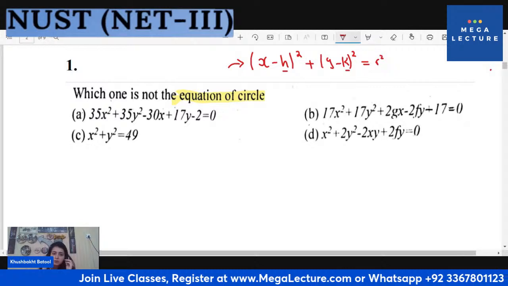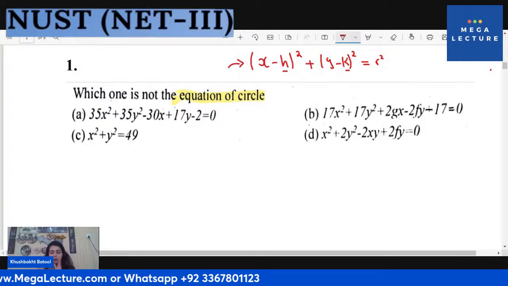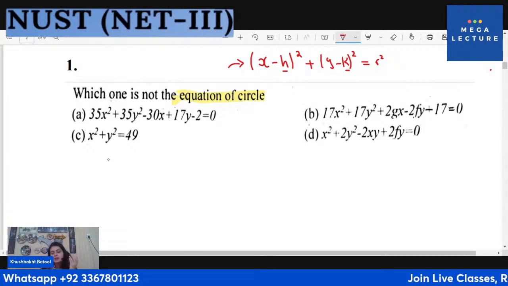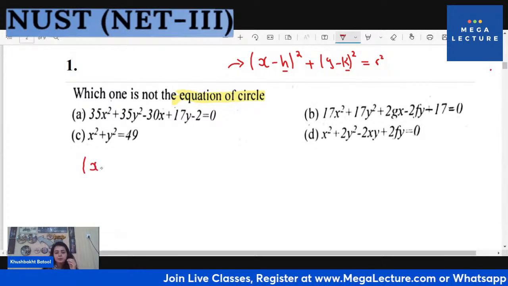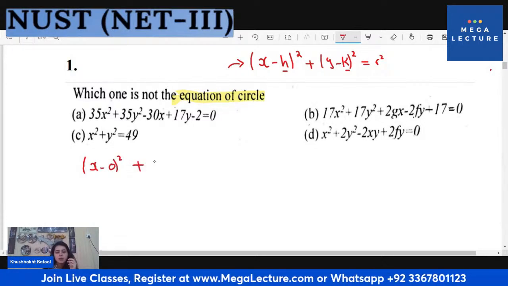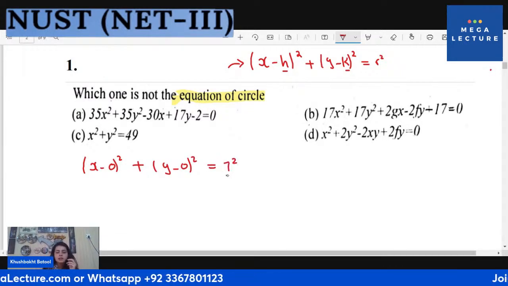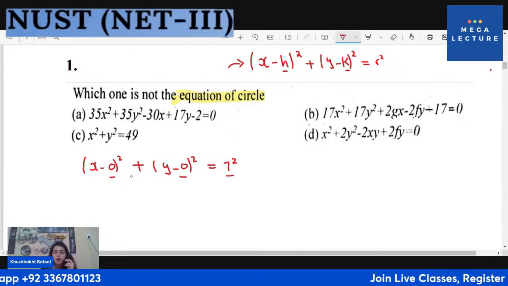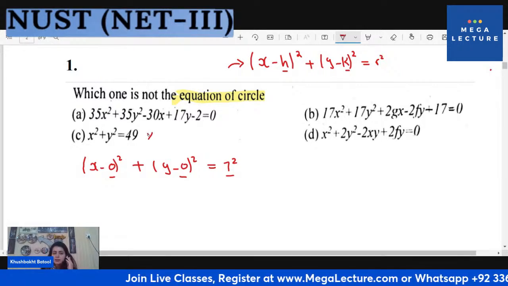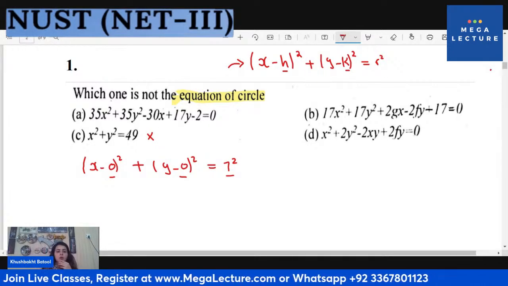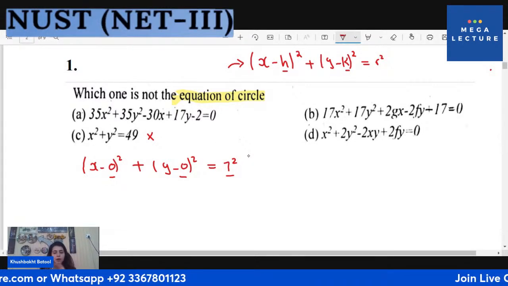Now we are looking for not the equation of a circle. Let's talk about C first. C is certainly the equation of a circle. Why? Because I can write it as (x - 0)² + (y - 0)² = 7². This is the radius, and these are the coordinates of the center. So x² + y² = 49 is certainly the equation of a circle, and we are looking for not the equation of a circle. So this is not the correct answer. Okay, that is good. We are clear with that part.